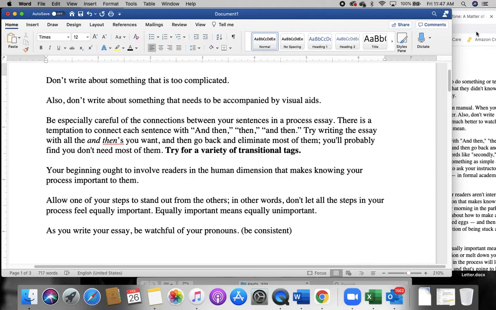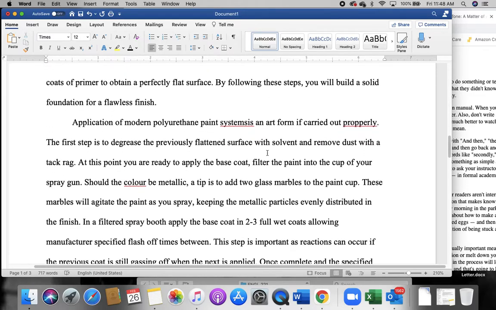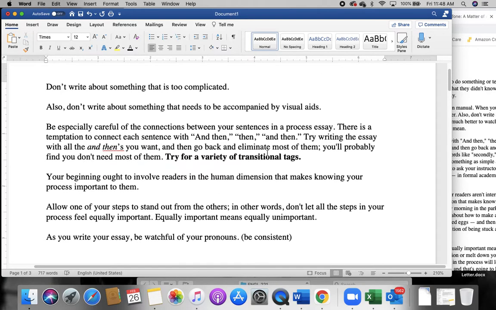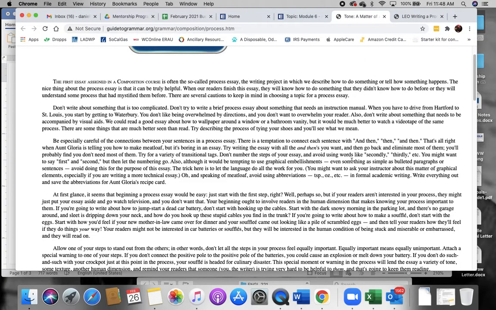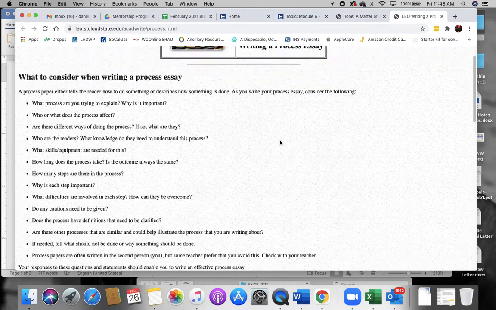I'm recording a screencast video on the process essay. One of your classmates was kind enough to volunteer their process essay draft, which I've copied and pasted into this Word doc here, which I'm going to go through. I've also pulled up the two articles, I'm not quite sure what to call them, that you were directed to in terms of here's what a process essay is. This is the first one, and then this is the second one.